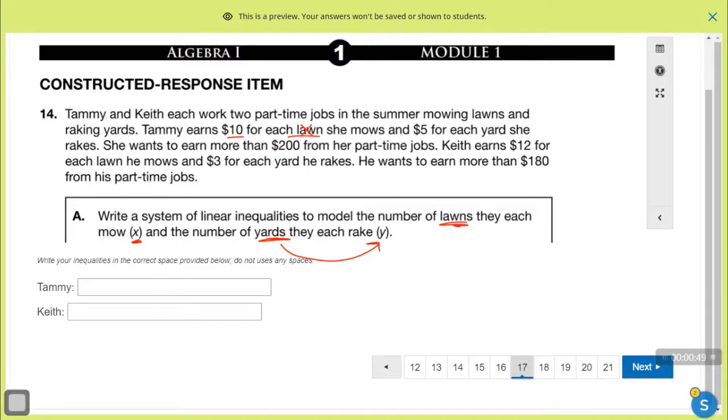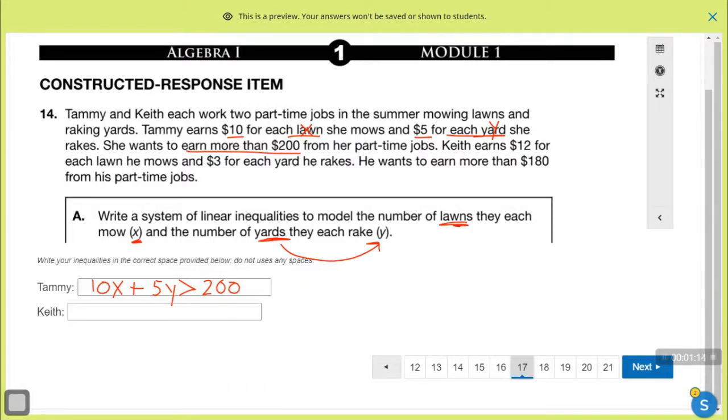In other words, $10 per X. So Tammy's going to get $10 per X, plus she gets $5 for each yard. And so that's $5 for each Y, so she's going to get 5Y. And she wants to earn more than $200. We want this result to be greater than 200. There's Tammy's inequality. Let's do the next one now.